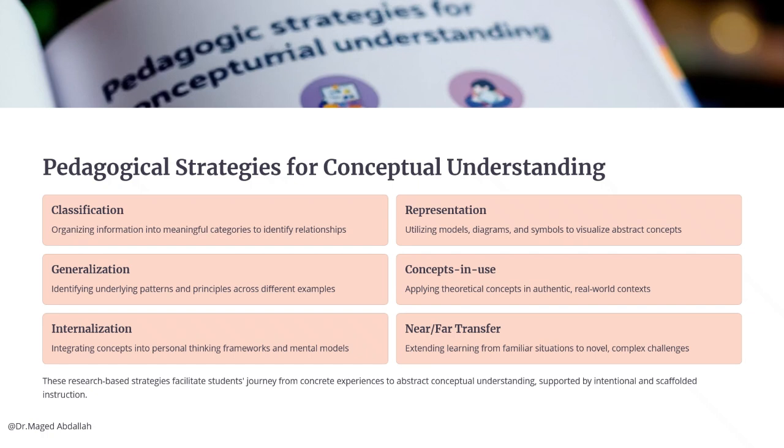Representation involves using different forms, like diagrams, models, or analogies, to express an idea. This strategy helps students see how the same concept can be understood from multiple angles and applied in different scenarios, which deepens their comprehension and memory.